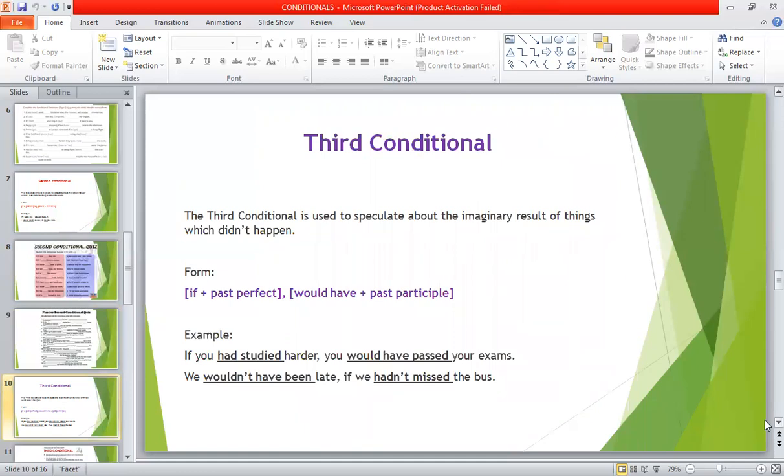Here's the third conditional. In first and second conditionals, we're talking about the idea of something possible or impossible, in which the time is present or future. Third conditional is completely different because it talks about the past. Third conditional is used to speculate about the imaginary result of things which didn't happen. So we talk about the past. Generally, we regret or hoped that something didn't happen or so on. But the meaning here is always in the past.